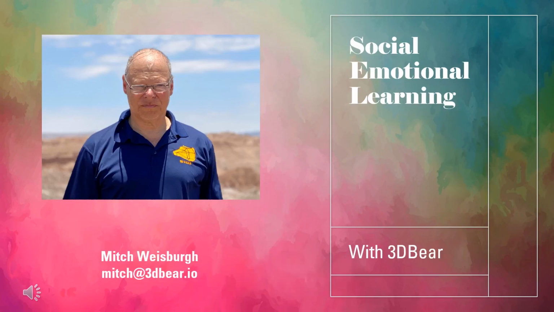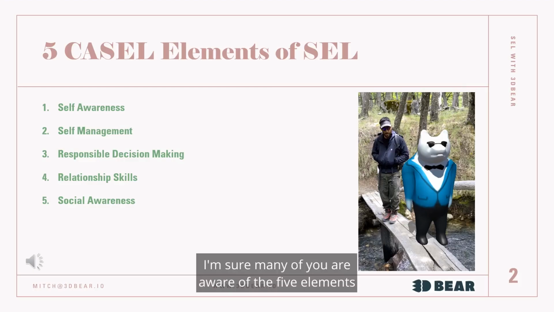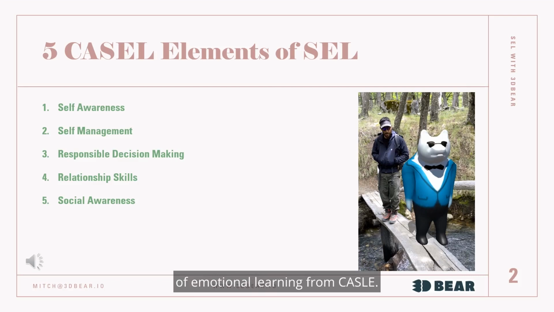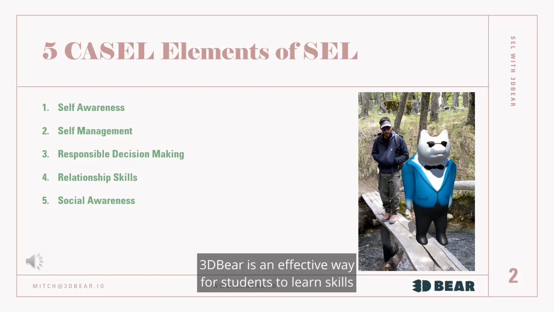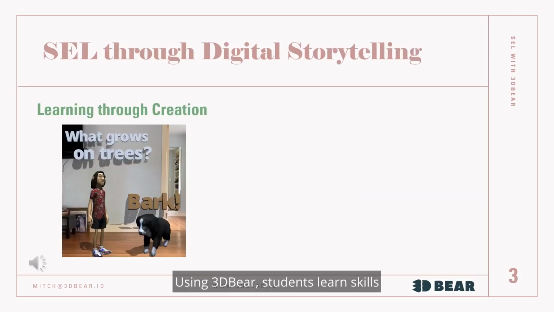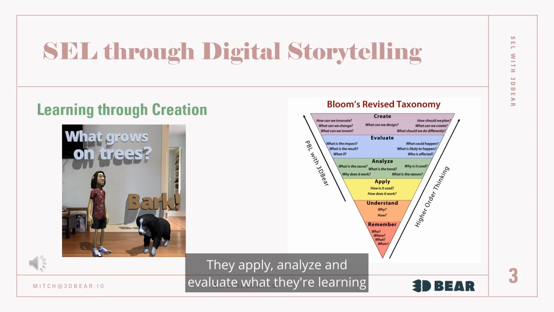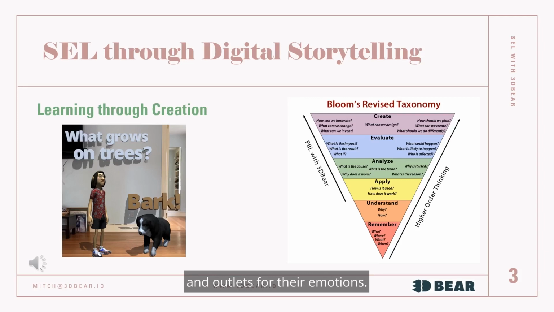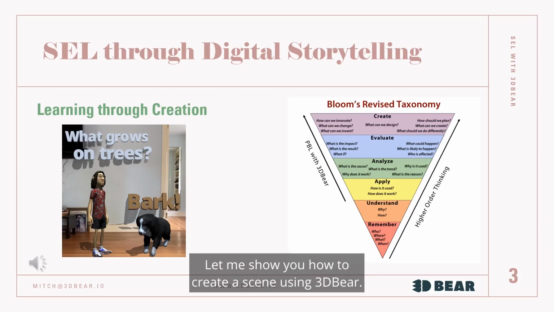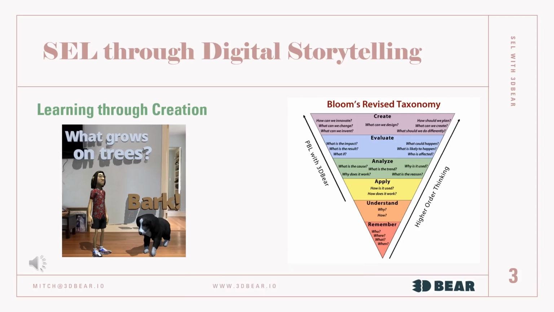I'm sure many of you are aware of the 5 elements of emotional learning from CASEL. 3D Bear is an effective way for students to learn skills in each of these elements. Using 3D Bear, students learn skills through the process of creation. They apply, analyze, and evaluate what they are learning to create stories that model appropriate actions and outlets for their emotions. Let me show you how to create a scene using 3D Bear.